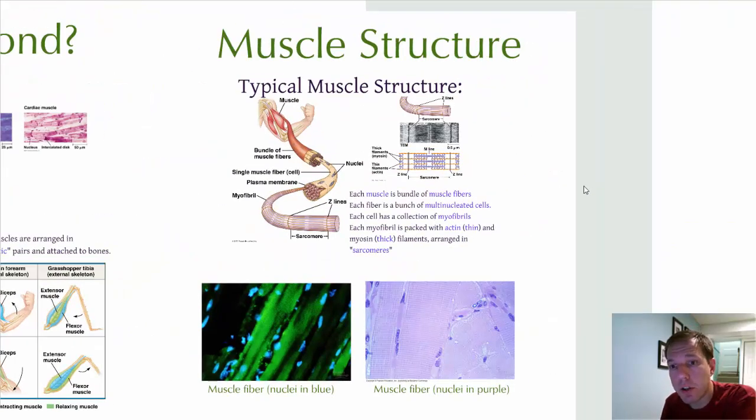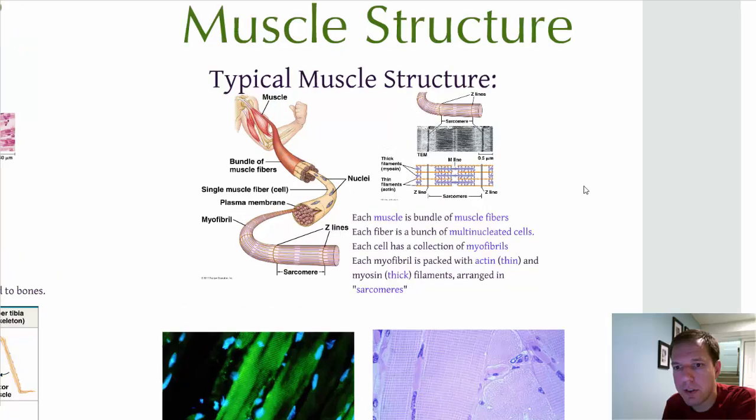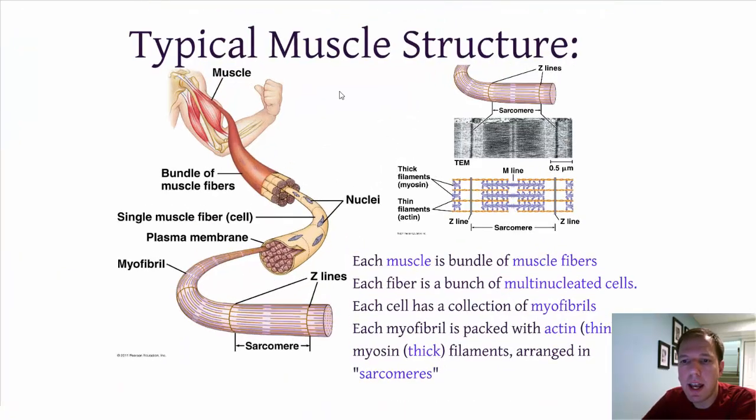Now, the structure of the muscle has several different layers. The muscle is a bundle of muscle fibers. Those muscle fibers all run parallel to each other. Each muscle fiber, which runs the length of the muscle, is actually a single cell, a single very large cell. The muscle cell itself is divided into different individual fibers called myofibrils.